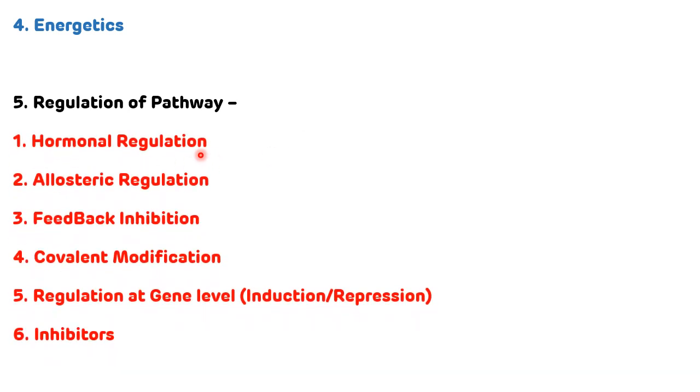There are many ways by which metabolic pathways are regulated. Say for example, it is regulated by hormonal regulation, allosteric regulation, feedback inhibition, covalent modification like phosphorylation and dephosphorylation, and regulation at the gene level, that is induction and repression. Then you have to write down regarding inhibitors also. Say for example, malonate inhibits succinate dehydrogenase. So you have to write that in the regulation of the pathway too. Fine. That is regarding regulation of the pathway.